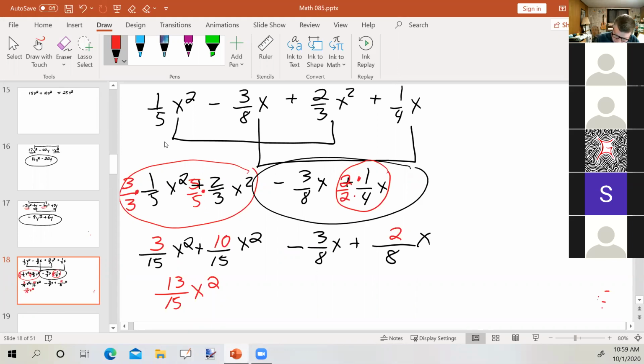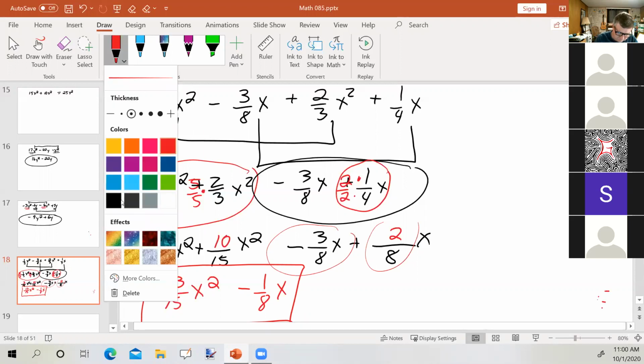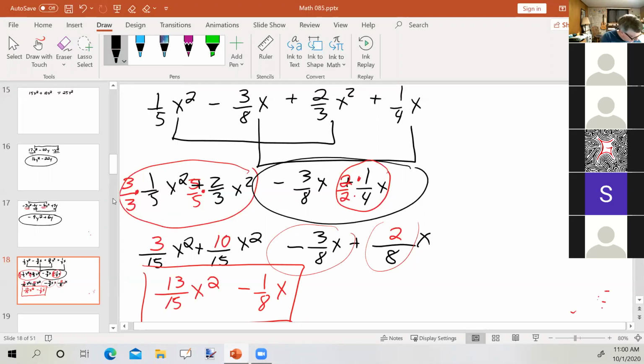All right, so now I've got minus 3/8 plus 2/8, which would be minus 1/8 x. So there is my final answer: 13/15 x squared minus 1/8 x. Any questions? All righty.